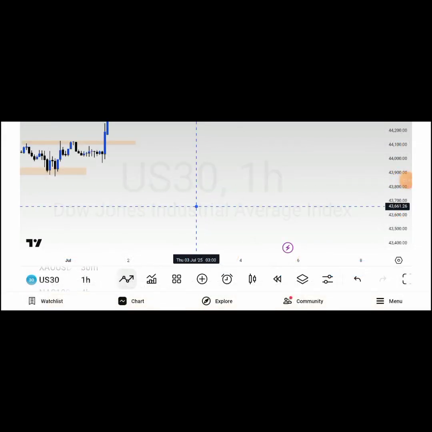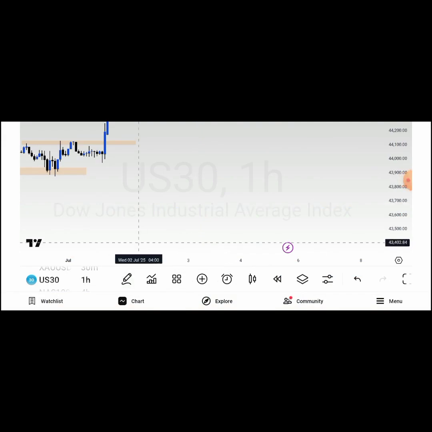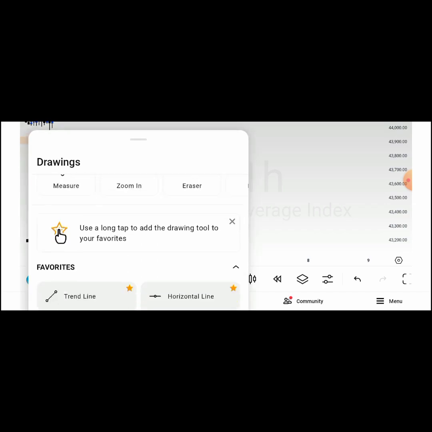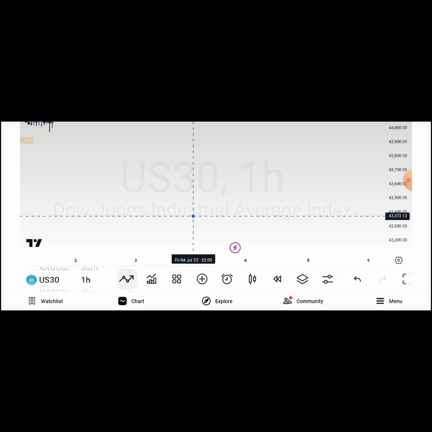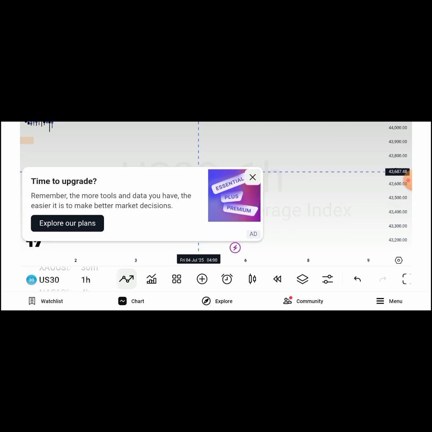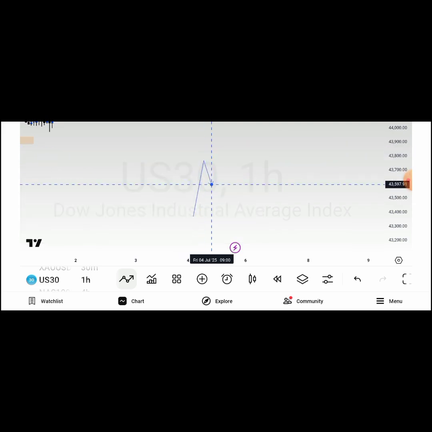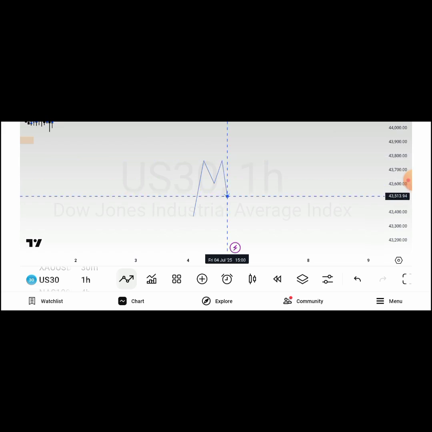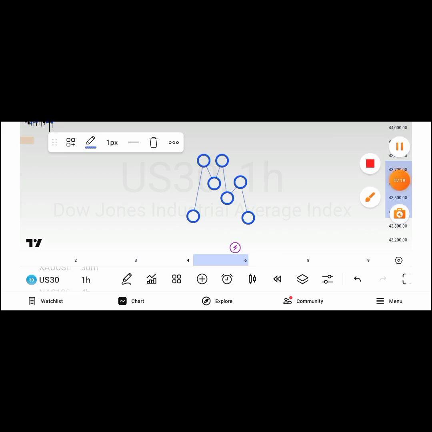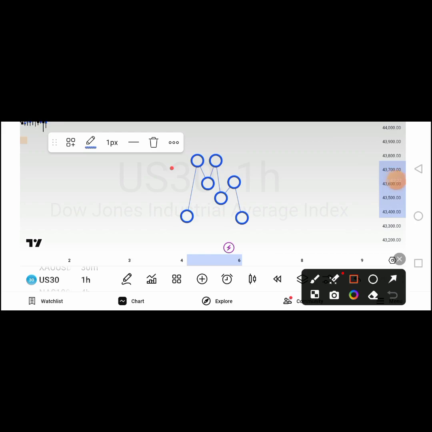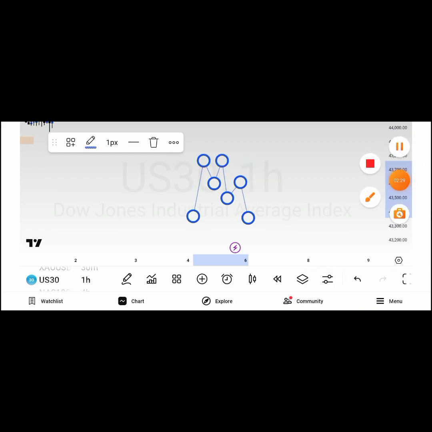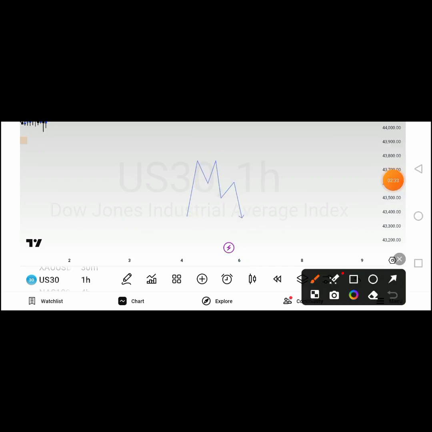So the double top is like this. When the market is moving, let's say the market moves up and then it comes like this before it moves down and breaks like this. Now this is called a double top chart pattern. This is the double top here, and this is the double top here.